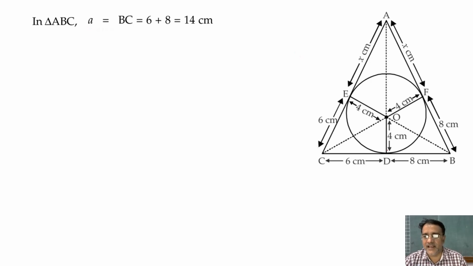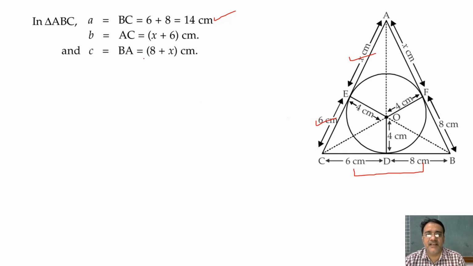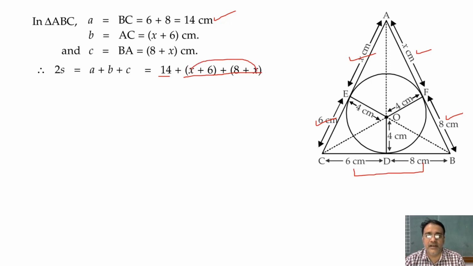I'm going to take a as BC, that is 6 plus 8, 14, and b as AC, right? AC is x plus 6, and c as AB, x plus 8. So in Heron's formula, first we find the semi-perimeter, that is s equals a plus b plus c by 2. So 2s equals a plus b plus c, 14 plus x plus 6 plus 8 plus x. So this will give 2x plus 28. So s will be x plus 14.